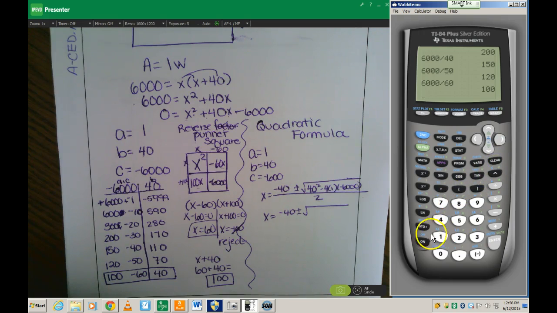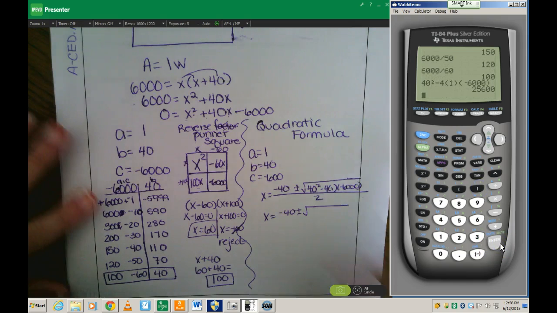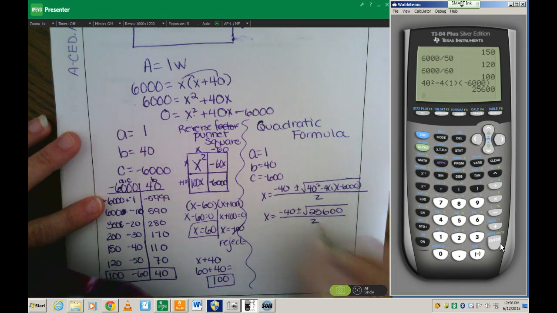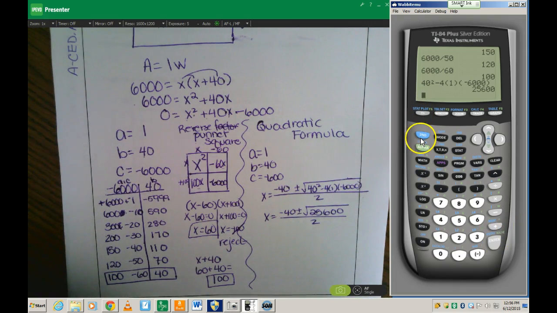So we have 40 squared minus 4 times 1. Notice I'm putting in parentheses. Times negative 6,000. Hit enter. So now I know this is going to be 25,600. Now I need to take the square root of that. So I'm going to hit second square root, 25600.